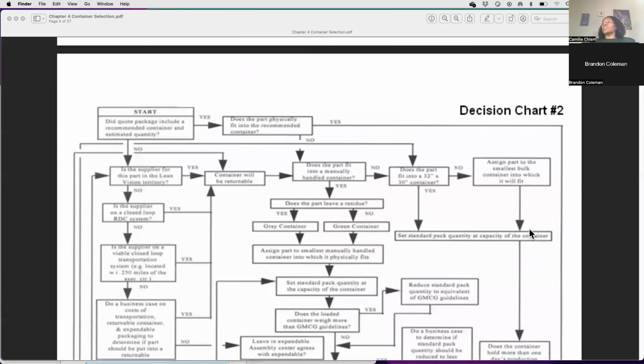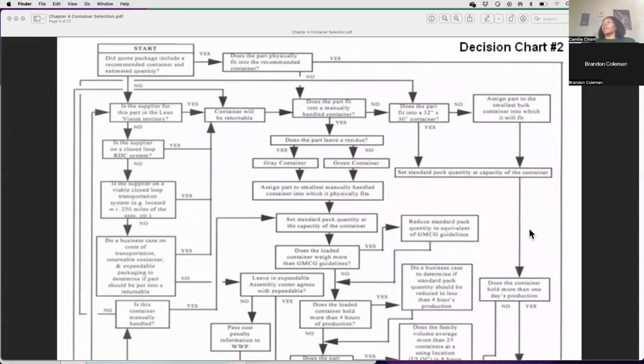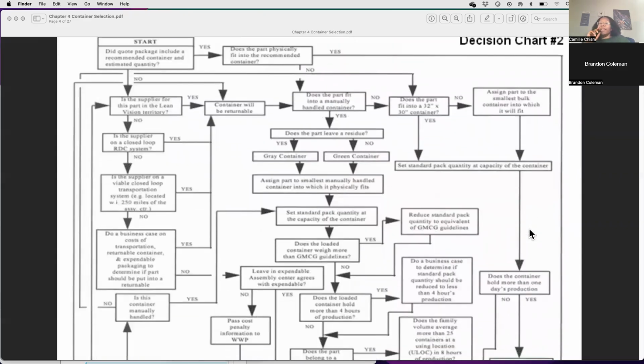Okay, this decision chart is a little bit more complicated, but basically the same thing. Hopefully you all can read this. I know it'll be in the reading, so you can look at it again later. But okay, this one starts: did the quote package include a recommended container and estimated quantity? This is important to know.